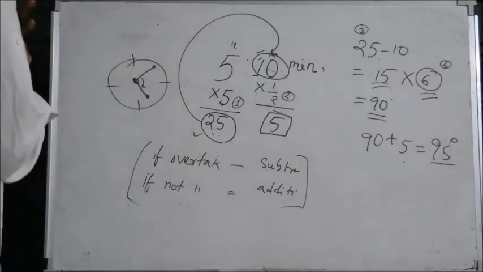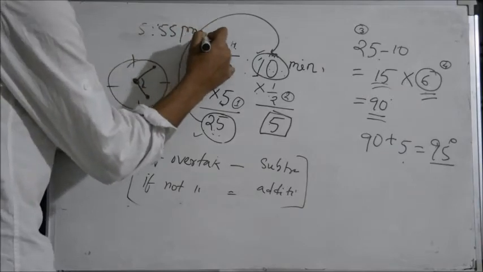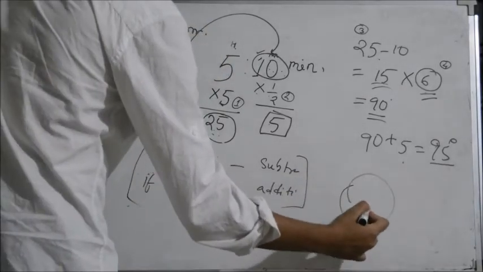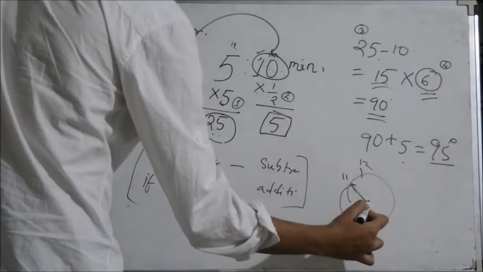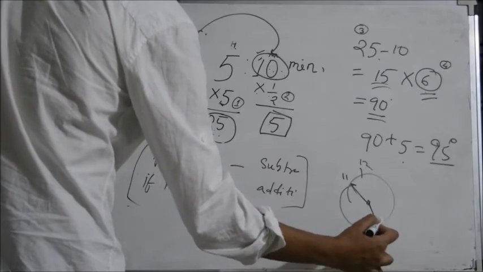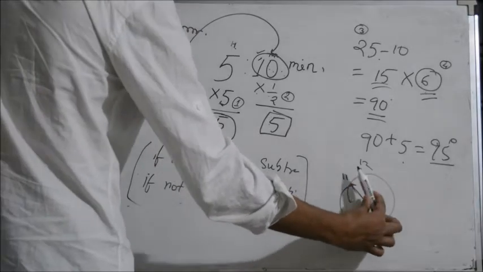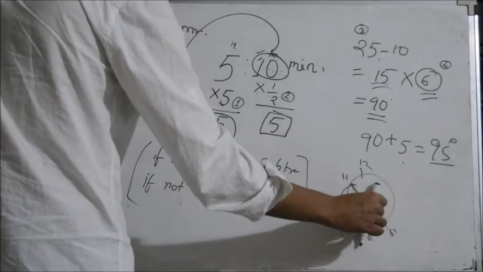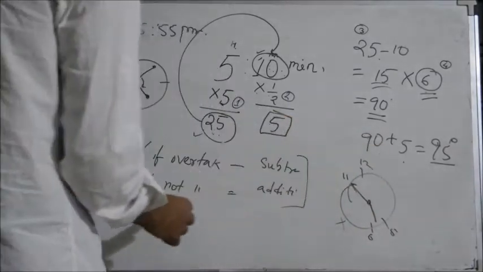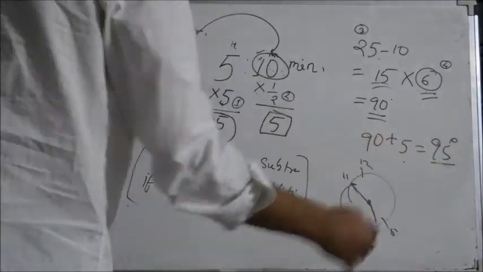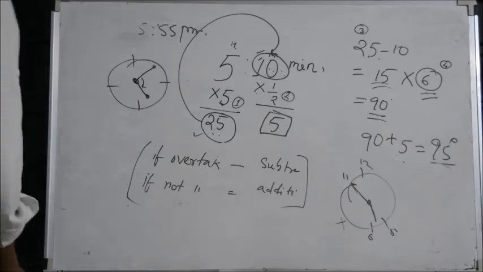I will give you an example of what is overtaking. Suppose it is 5:55 PM. If it is 5:55, then the minute hand will be at this position, 11, and the hour hand will be at this position, near 6. So here we have seen from when it was 5 o'clock, the minute hand moved and overtook the hour hand and reached here. So this is called the overtaken position. When it is overtaken, we will subtract, and when it is not overtaken, we will add. That is, 90, we will add 5. Therefore, the angle is 95 degrees. Just note down the formula.